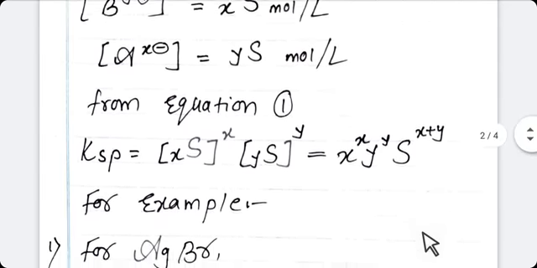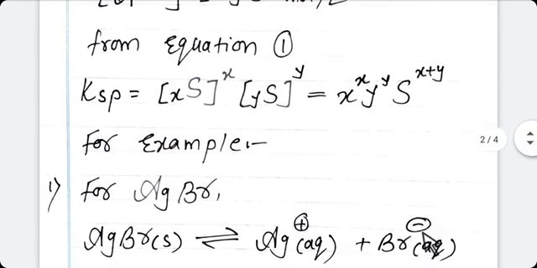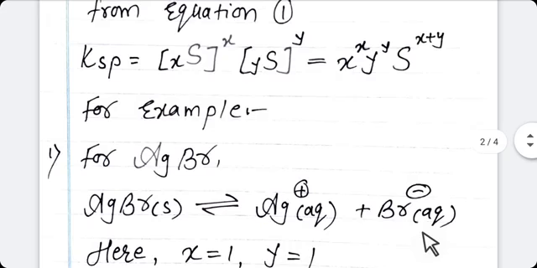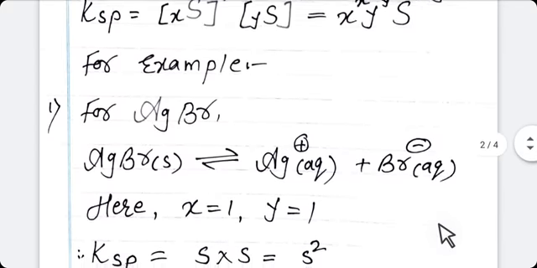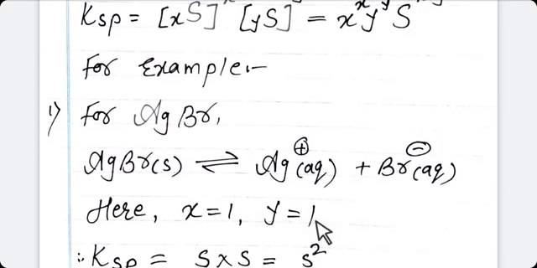We can understand this by a simple example. Here we are taking AgBr, silver bromide solid, which dissociates to produce Ag+ aqueous plus Br- aqueous. Here x is equal to 1 and y is equal to 1.